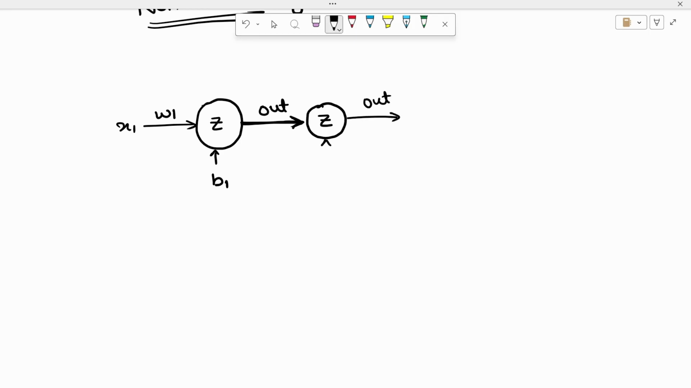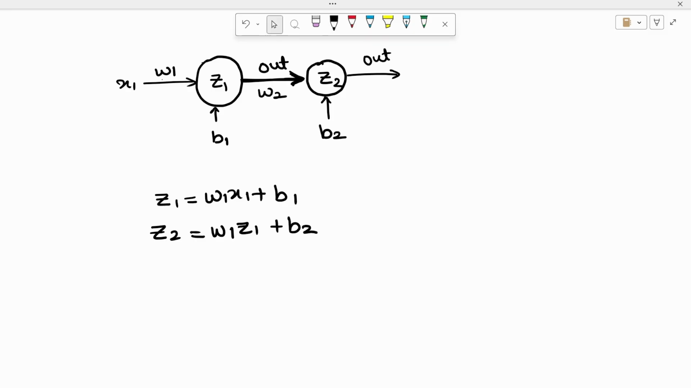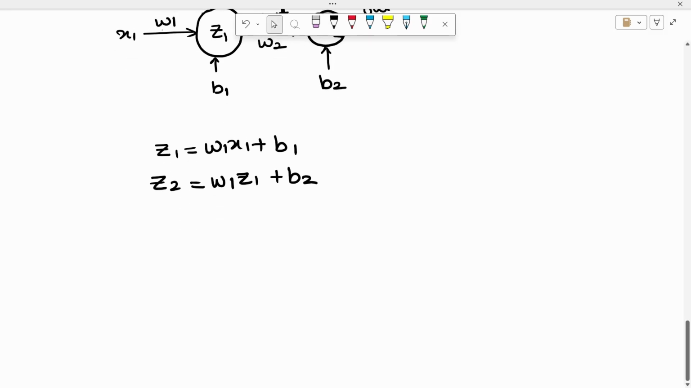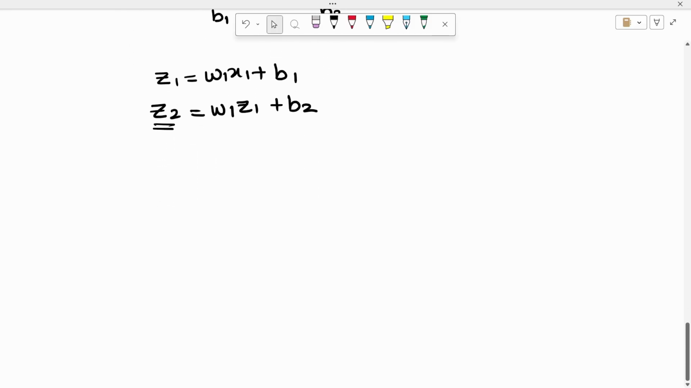I'll name this B1, and this B2, two biases. And since this is the weight of this, let's give this input a weight as well. So that is W2. Now, if you want to write this as a proper value, you can see Z1 equals W1 x1 plus B1. Z2 equals W1 Z1 plus B2. So this would be our output function, with Z2 being our final result.